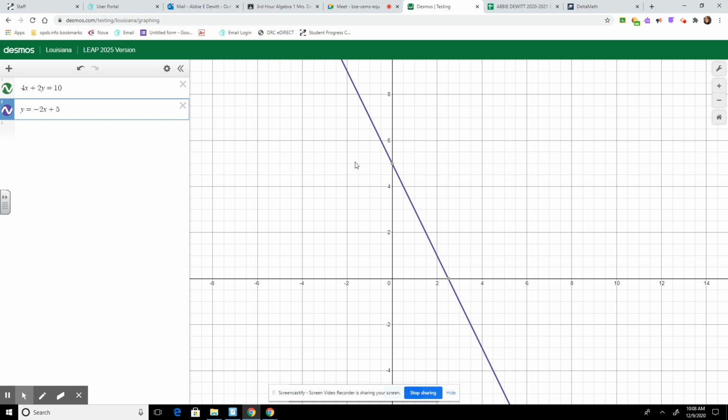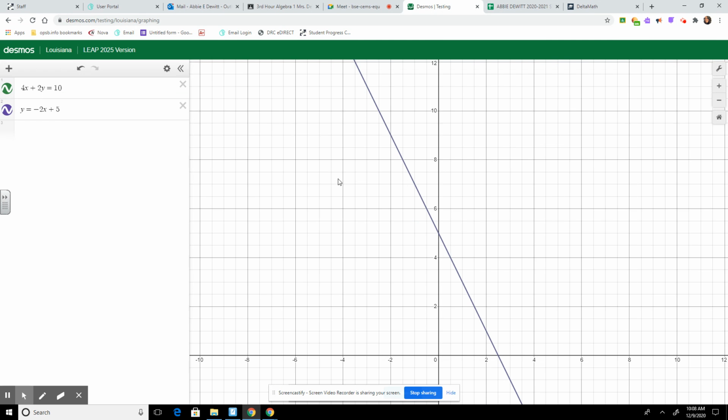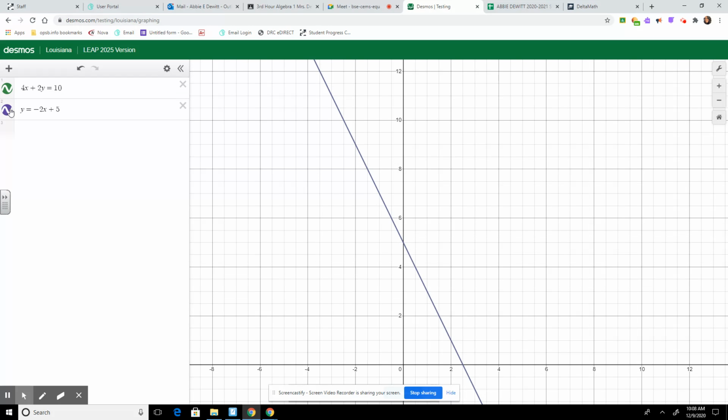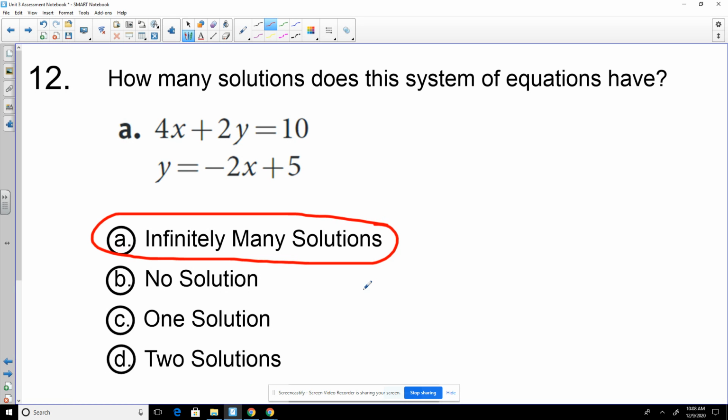when I graph those two equations, I see one line. I don't see two lines. I see one line. And if I turn my purple line off, I'll see green. If I turn it on, I'll see purple. So that tells me that the two lines overlap. What does it mean when two lines overlap and form one line? They touch in all places, which means it's infinitely many solutions.